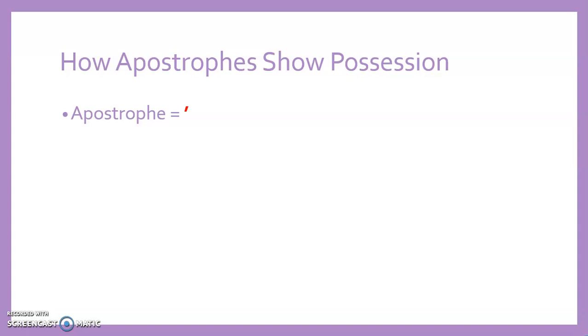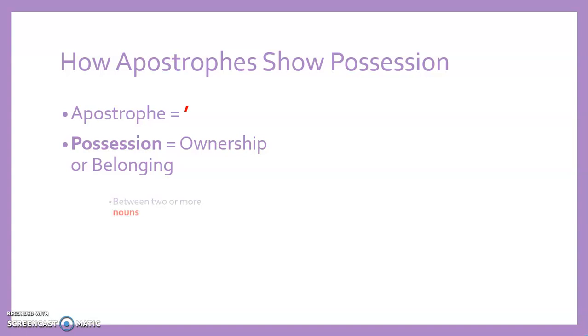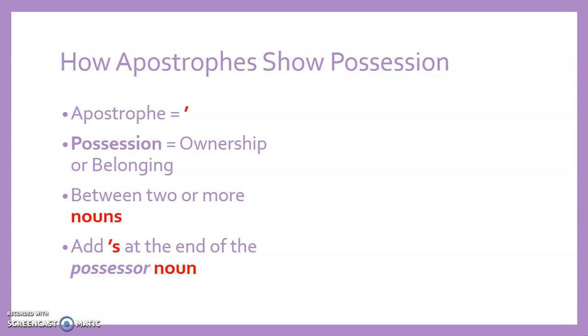So one of the functions of an apostrophe as a punctuation mark is to show what's called possession. So possession means ownership or belonging. And it could strictly mean property ownership, but it also shows relationships between things. And that's why possession almost always takes place between two or more nouns, so persons, places, things, or ideas. And the general rule that's used to show this relationship is that we add apostrophe s at the end of the possessor noun, so the noun that owns the other noun.